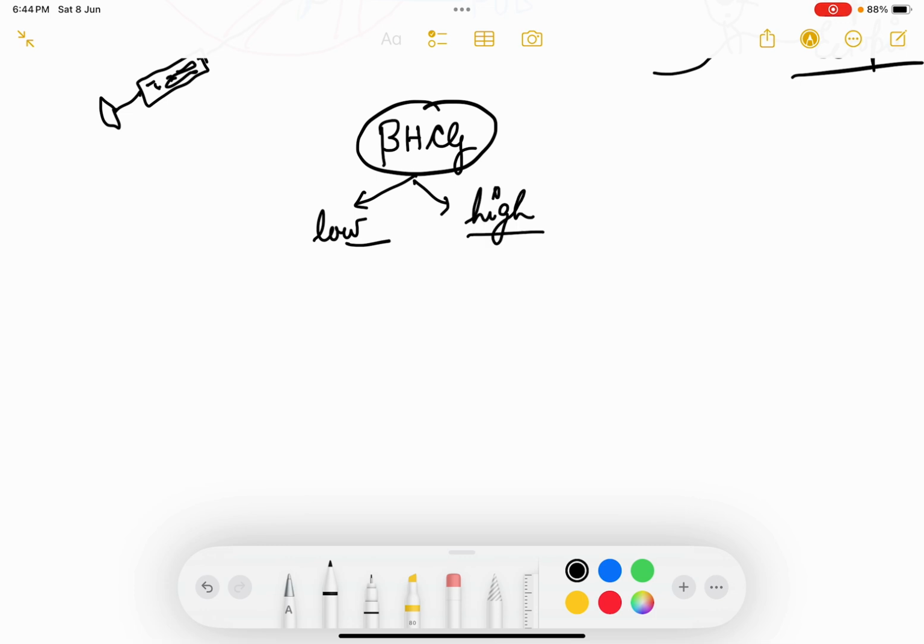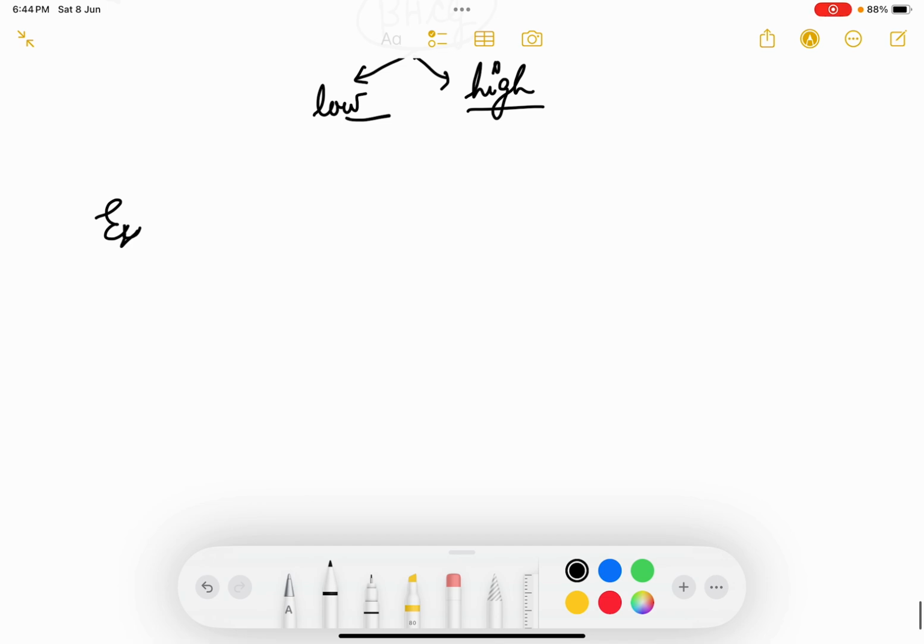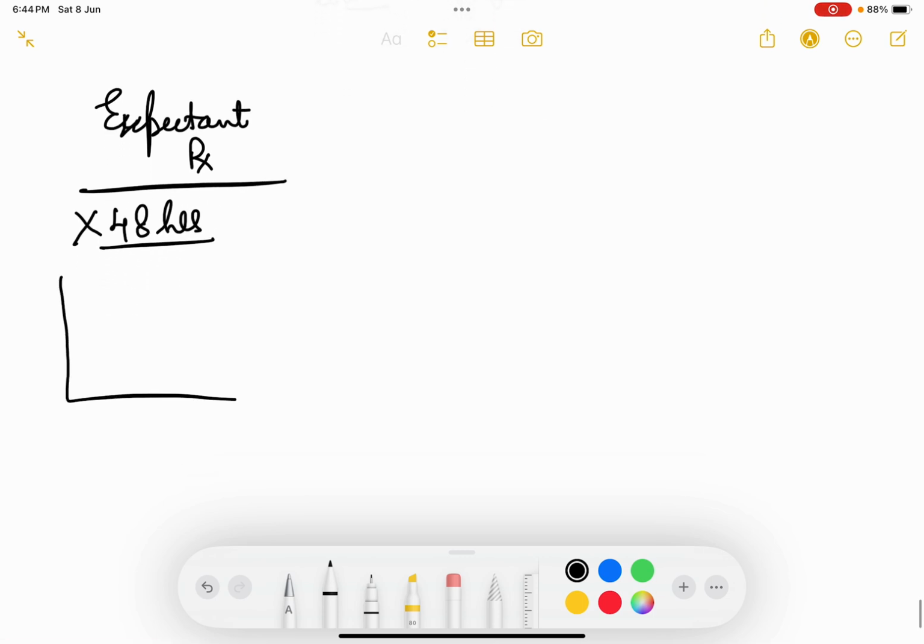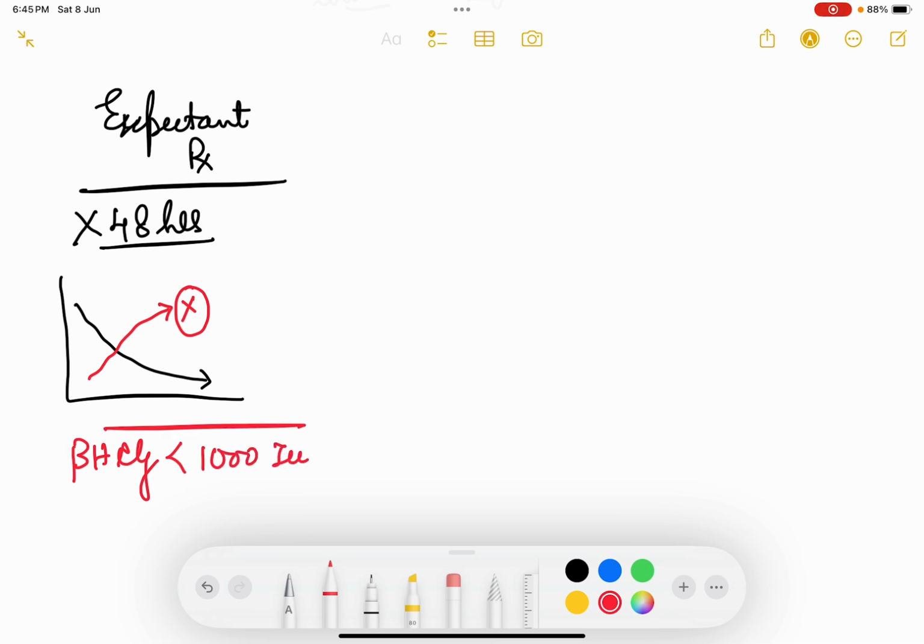So we have three types of management for ectopic. One is expectant management. In expectant management, we will not do anything, we will just monitor the beta HCG of the patient. We ask the patient to get beta HCG done after every 48 hours, that is, after every 2 days. If the beta HCG is falling, then nothing has to be done. But if the beta HCG is slowly rising, then you have to go for either medical management or surgical management. Expectant management is done when beta HCG is less than 1000 international units. When it is less than 1000, you can just monitor whether it is falling or not.